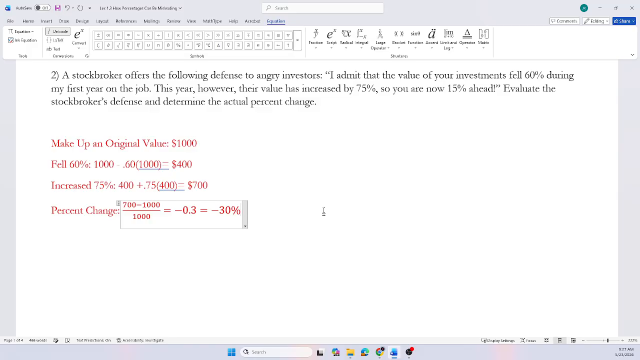So again, pretty surprising there. If you take a 60% hit, then a 75% increase, you're still operating at a 30% loss. So negative 30%. I would say that this stockbroker needs to be fired. He's not even remotely close to being accurate with what he's saying. It's not how percentages work. If you go down 60%, then up 75%, you can't just subtract them and say, okay, now you're ahead 15%. That's factually incorrect. You'd actually still be down by 30% from where you started.